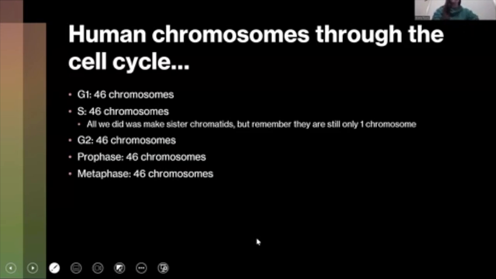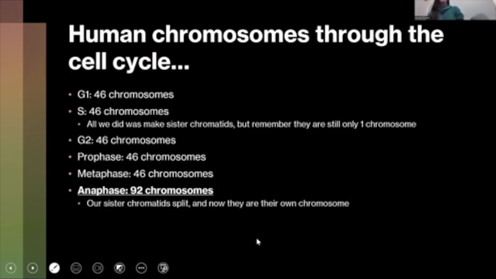So now we're going to look at anaphase, and this is where we're going to see our first change for chromosome counting. In anaphase, you have 92 chromosomes, so we doubled it. This is because what originally was 1 chromosome with 2 sister chromatids, in anaphase, they split apart. When they're apart, there's a centromere here, there's a centromere here. So now there's 2 chromosomes. Sister chromatids together, 1 chromosome. When they're split apart, now they're their own chromosome. So we have doubled the number of chromosomes.